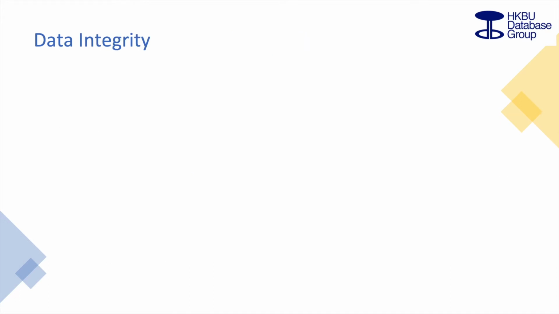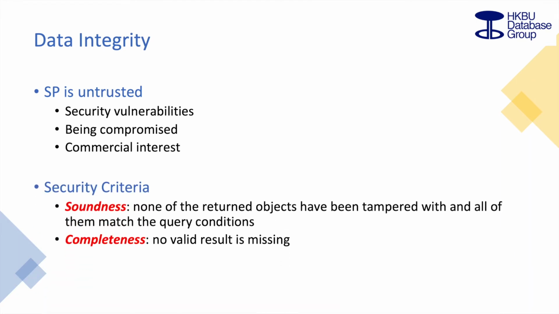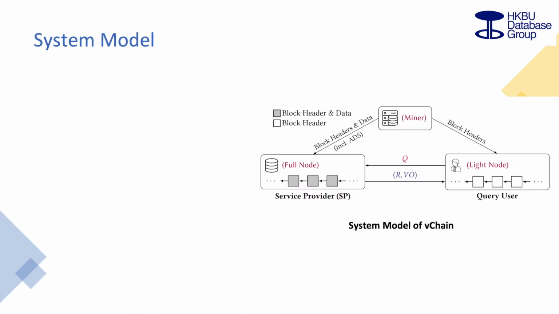Data integrity in query processing is an important issue. A service provider may become malicious due to different reasons. For example, it may be compromised by attackers, or it hopes to maximize its own profits. Data integrity has two security criteria: soundness and completeness. First, none of the returned results have been tampered with, and all of them should match the query condition. Second, all the valid data should be returned. No valid result is missing.